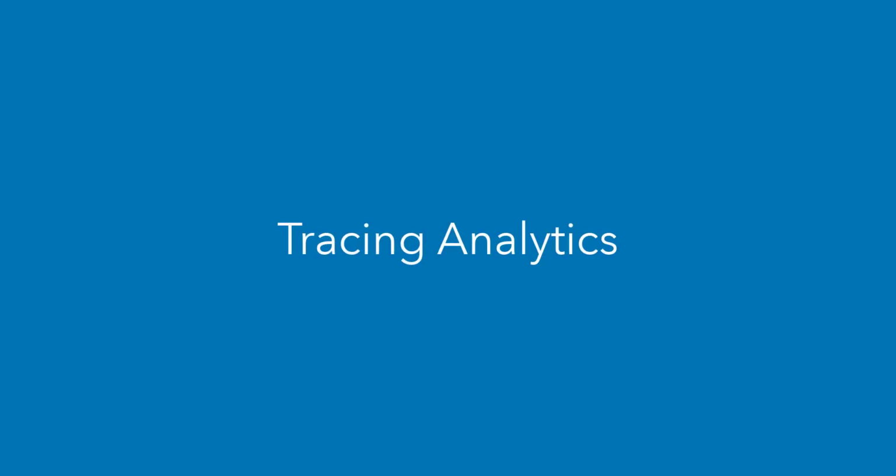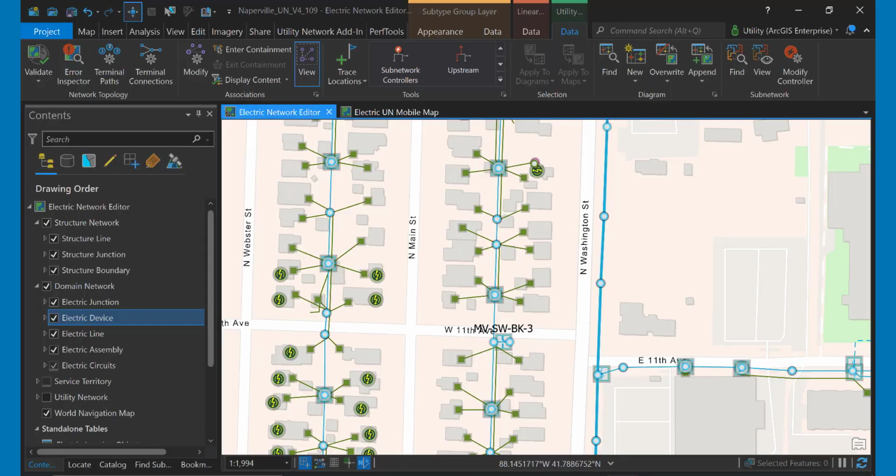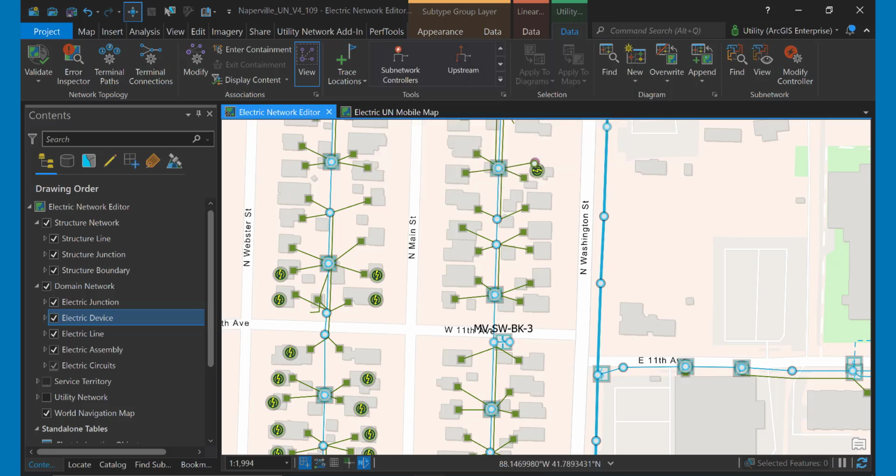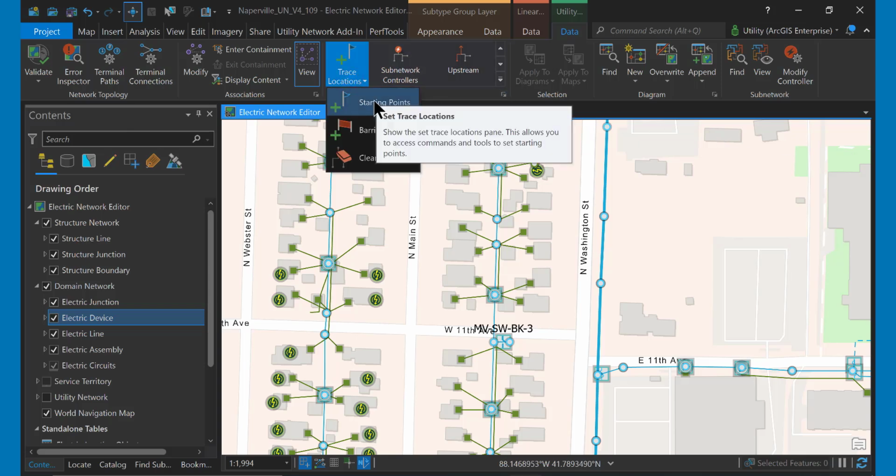Next, we'll talk about tracing analytics. You want to be able to understand and visualize how electricity flows in your network. The utility network provides a good framework for tracing the network and gives some out-of-the-box trace solutions like upstream, downstream, connected traces, shortest path, and isolation traces. With the device associations, terminal configurations, tier definitions, and so on, I can do good extensive tracing in my network.